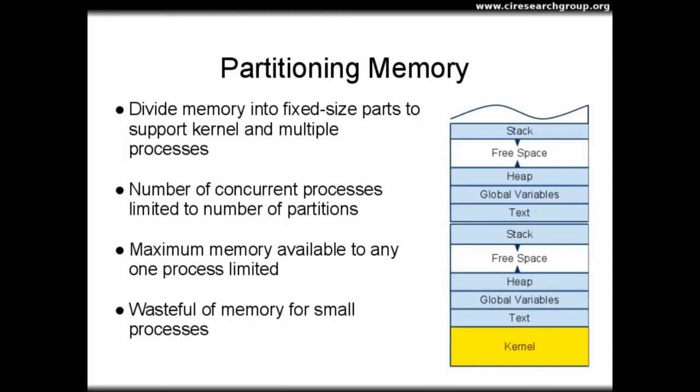Both the program code and data associated with each process must fit within this pre-allocated space. If a process grows too large, it will run out of memory and crash. Furthermore, the maximum number of concurrent processes, called the degree of multiprogramming, is limited by the number of partitions available. Once all memory partitions are used, the system cannot start any new processes. This situation is exacerbated by the fact that small processes may not be using their entire partitions, resulting in wasted memory.